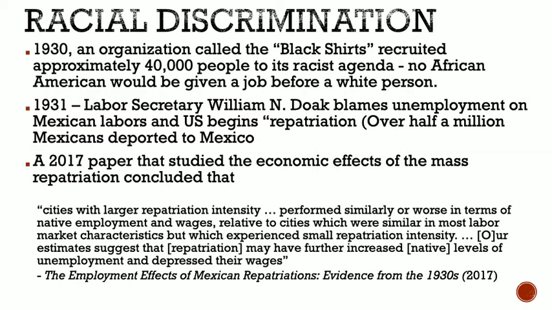Having been raised in the United States, some of them didn't speak any Spanish, having to live in Mexico. In 2017, there was a paper that studied the economic effects of that mass repatriation, and it concluded that cities with larger repatriation intensity perform similarly or worse in terms of native employment and wages relative to cities which were similar in most labor market characteristics, but which experienced small repatriation intensity. Our estimates suggest that the repatriation may have further increased native levels of unemployment and depressed their wages.